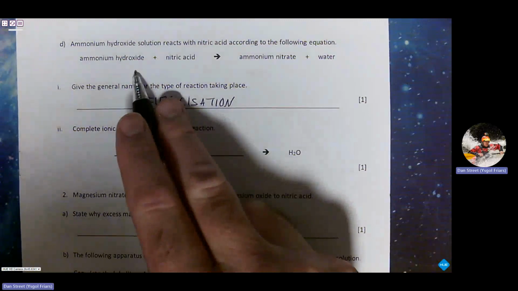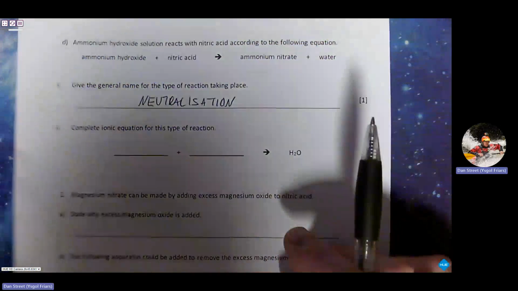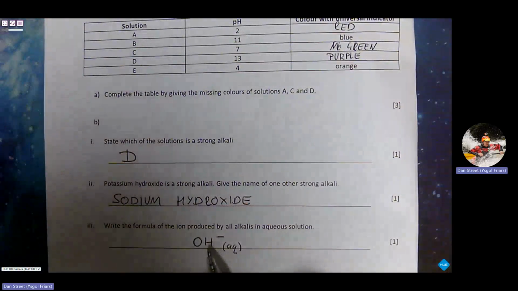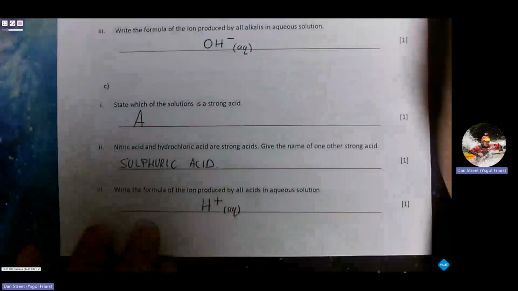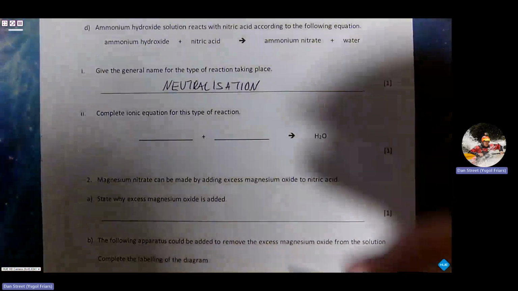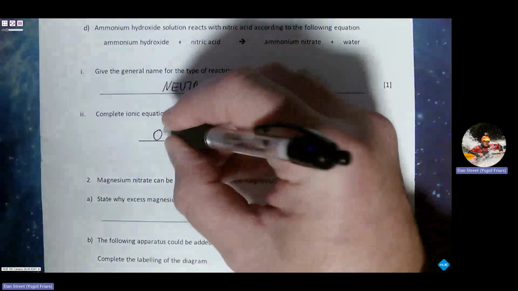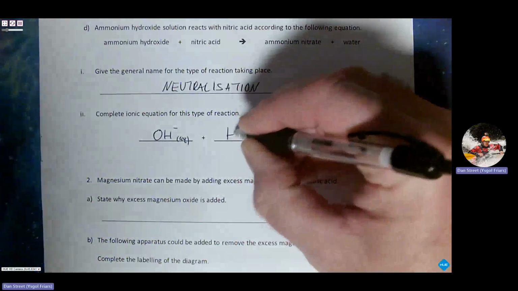So we've got a hydroxide or an alkali, and we've got an acid. Previously in the question, we've established that the ion formed by alkalis is the OH- ion, and the ion formed by acids is the H+ ion. So the question asks us for an ionic equation, so it would be rude not to put in OH- and H+.